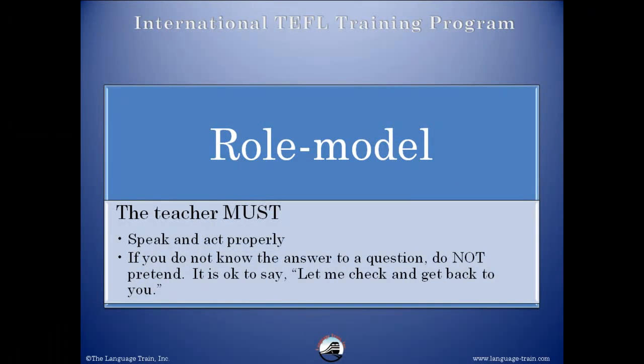Now, as far as being a role model, remember that you represent the school and your profession, and that's the most important part. You represent your profession, whether you're teaching or not. So even when you're not in the classroom, you are being observed by your students in one way or another. This could even include things that you do on Facebook.